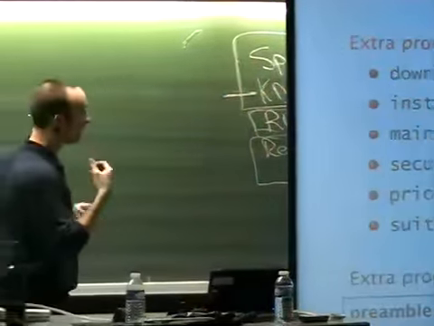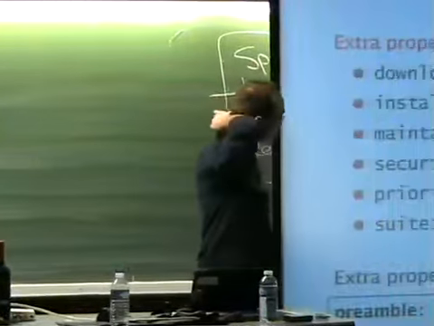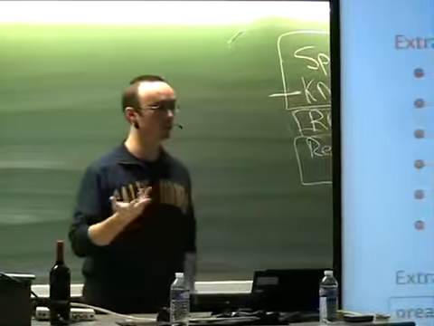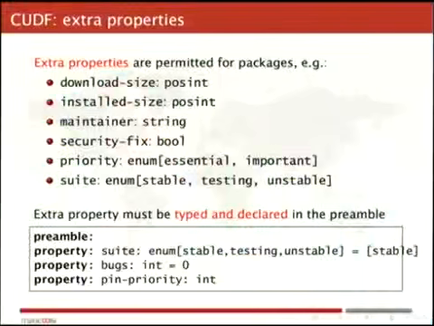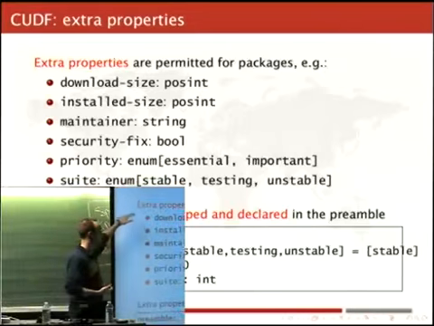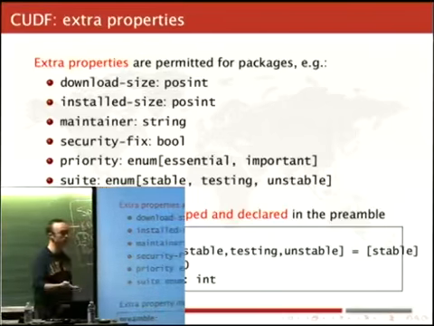So in some cases, like in the case Fabio reported, you might want to encode some extra properties for your package. For instance, if you want to go back easily from the solution found by a CUDF-based solver to something that can be passed to DPKG to install the specific packages, you need to encode the original version in your initial distribution. And you can declare to that end a specific new property, an extra property, which you declare in the preamble, and then you can use in your packages.